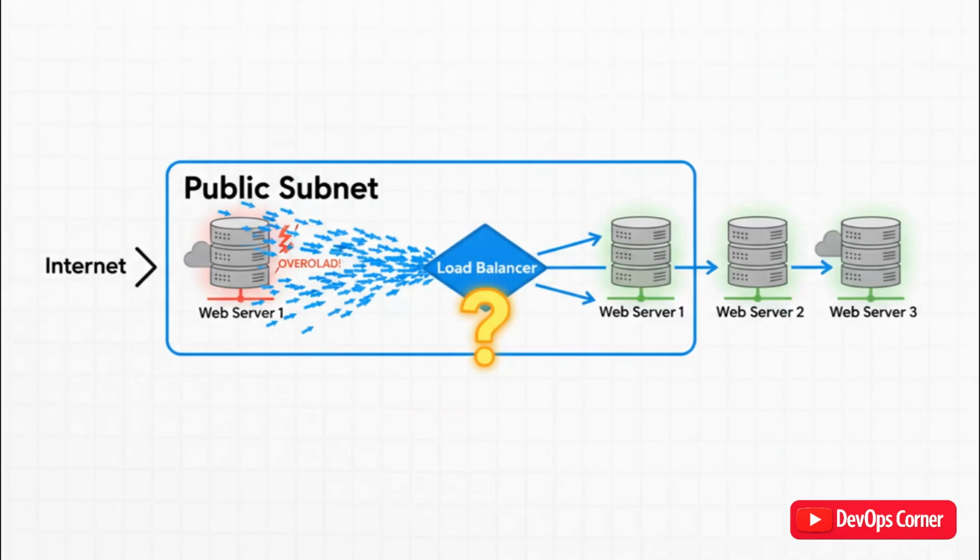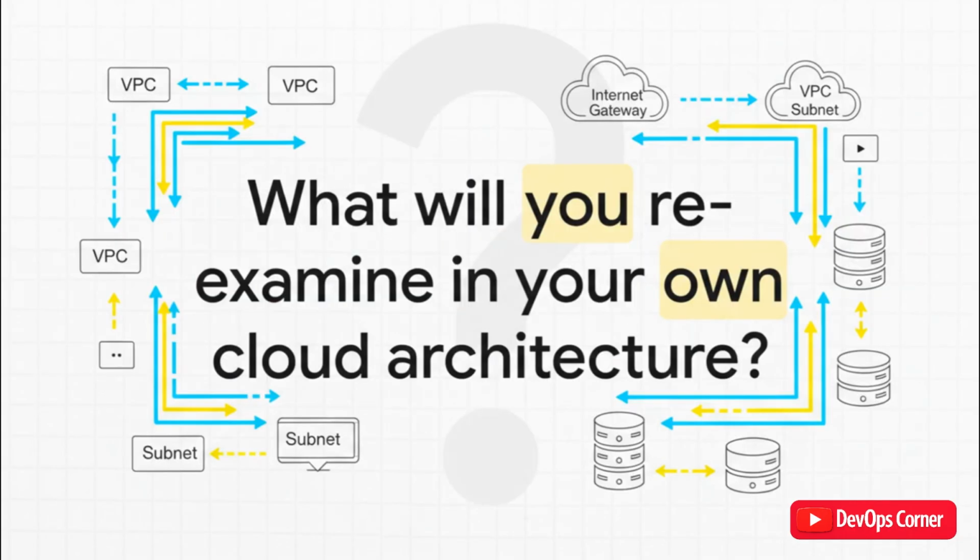So, we've built a really solid foundation here. But what happens when our website gets super popular and we need more than one web server? Well, that's what we're tackling in the next explainer. We're going to dive into how AWS load balancers work to spread traffic across all those servers, which is a total game changer. So I'll leave you with this one final question to think about. Now that you see how all these pieces fit together from the ground up, what's the very first thing in your own cloud architecture that you're going to go back and re-examine with this new perspective?